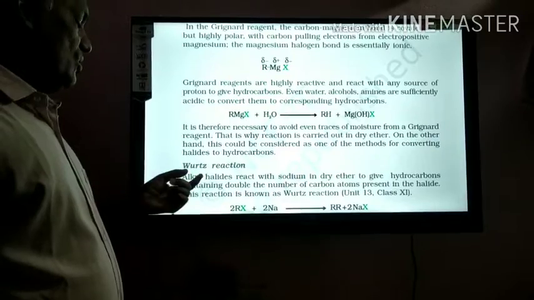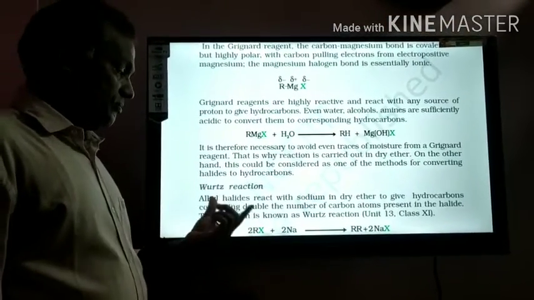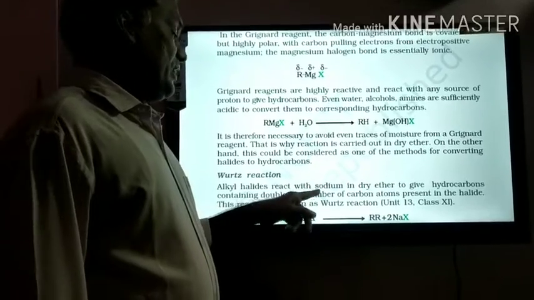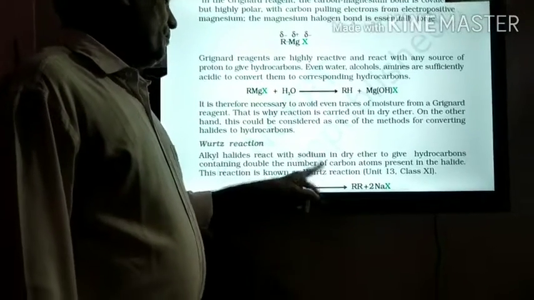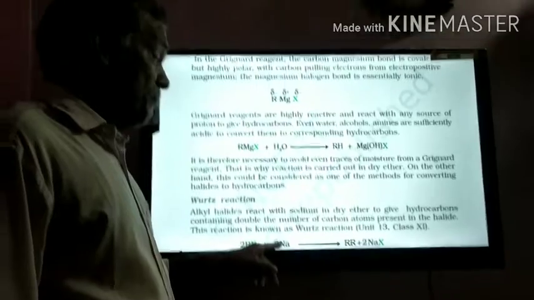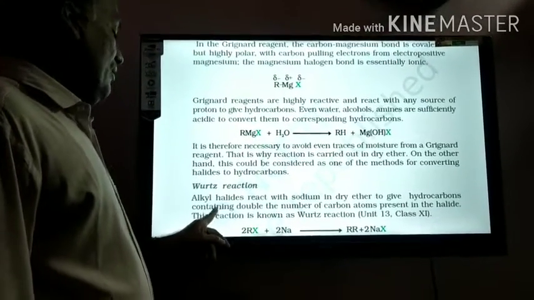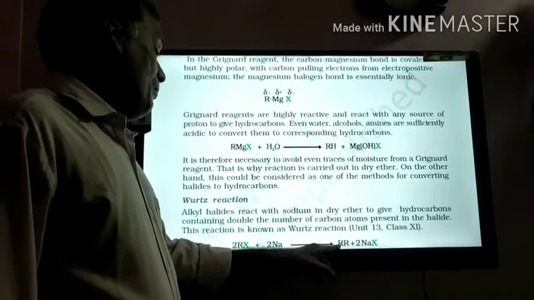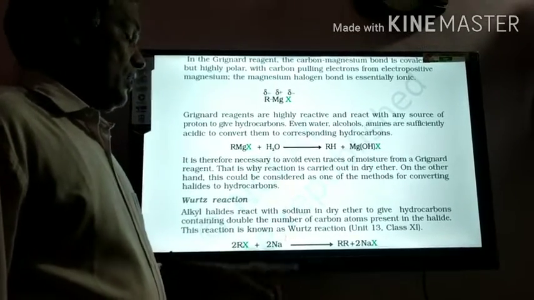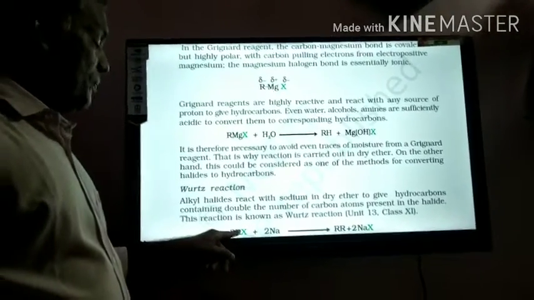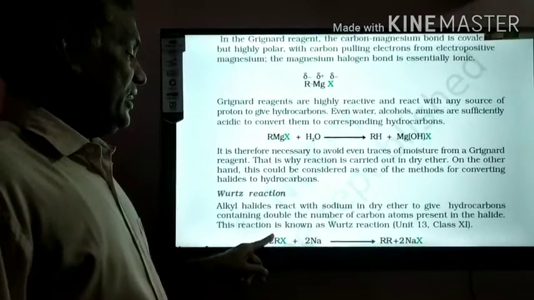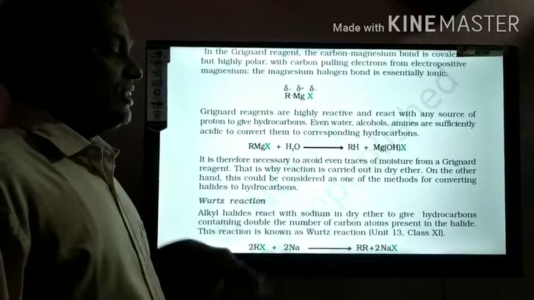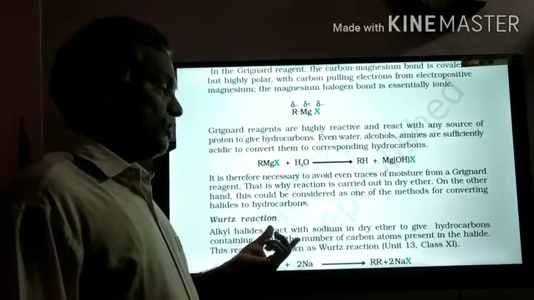And the last one in today's lesson is Wurtz reaction. Already we know that alkyl halides in the presence of dry ether react with sodium metal and give products having double the number of carbon atoms present in the alkyl halide. This reaction is called the Wurtz reaction. We already discussed this reaction in the 11th class also. So the Wurtz reaction is more important.